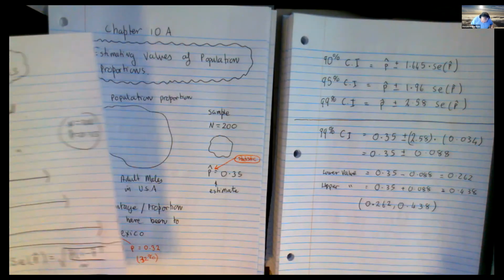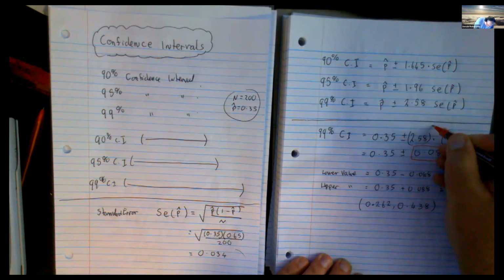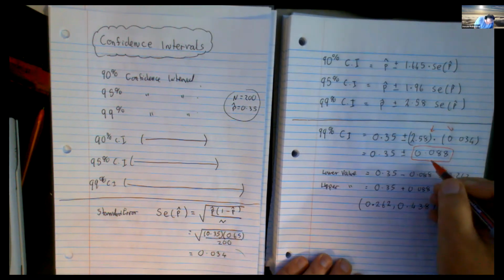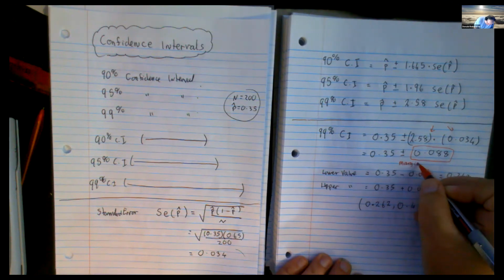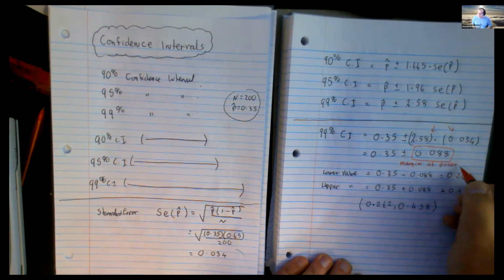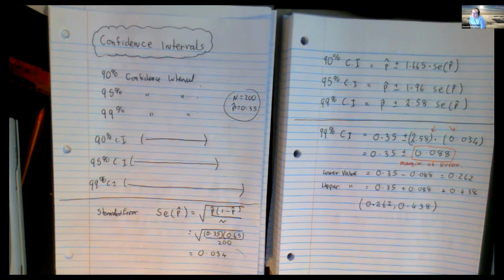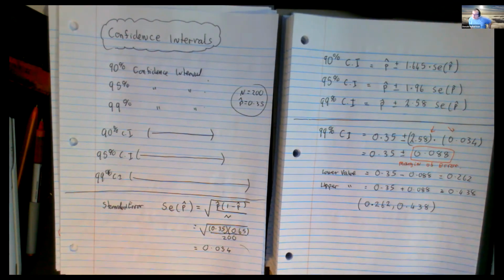Now, let's introduce you to some terms. This number here, the one you get by multiplying these two together, is called the margin of error. And that's its name. It's called the margin of error. Any questions about how I created that? Anything that you're not sure about you'd like me to explain?